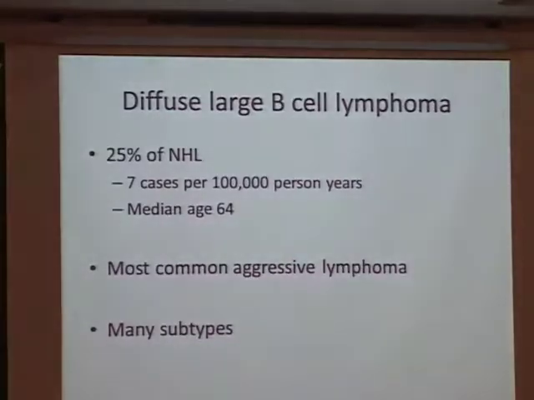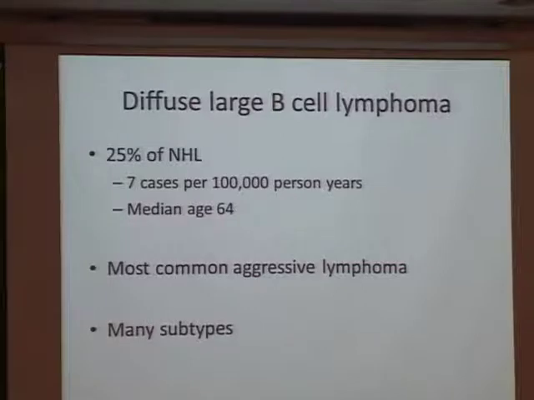Diffuse large B-cell lymphomas are about 25% of non-Hodgkin's lymphomas, so they're actually even more common than follicular lymphomas. About 7 cases per 100,000 people per year. The average age of diagnosis is 64, and it's the most common of the aggressive lymphomas.